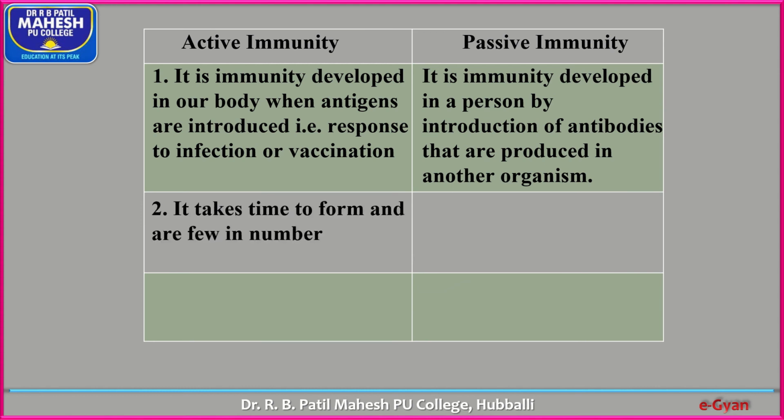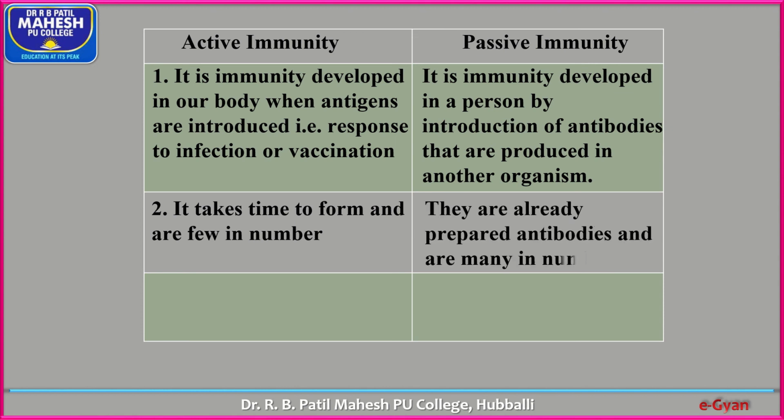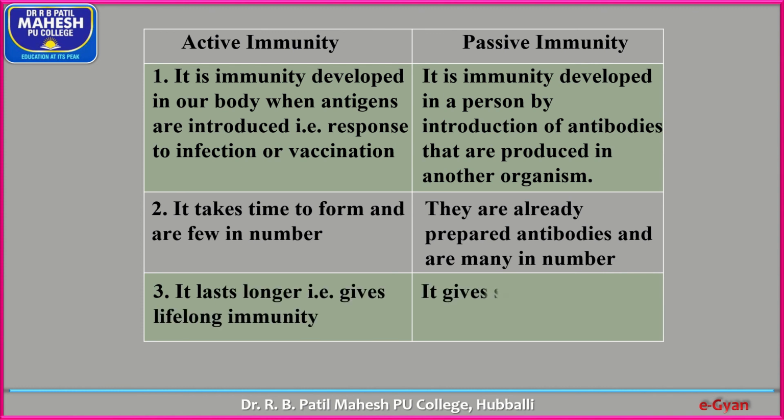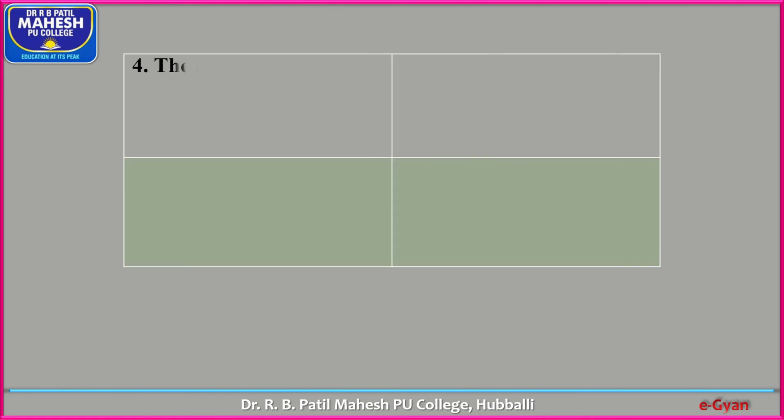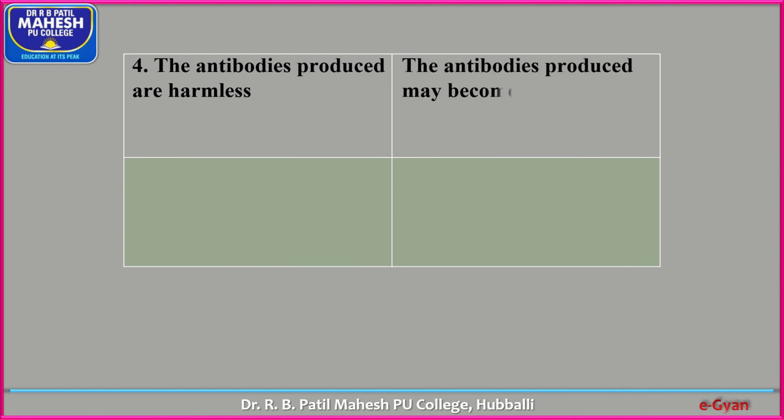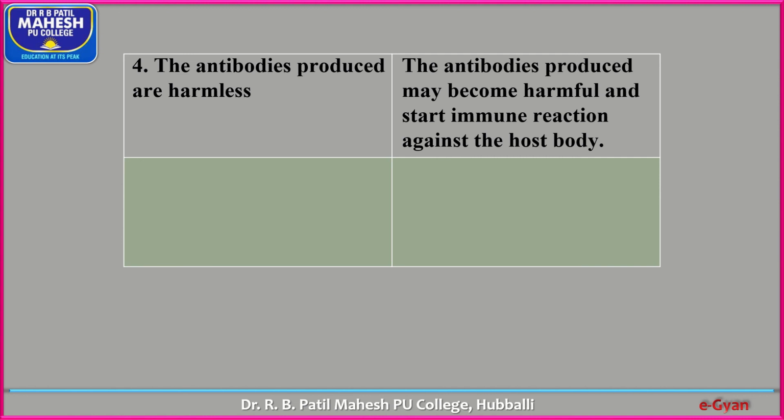Second difference: active immunity takes time to form and the antibodies are few in number. In passive immunity, they are already prepared antibodies and they are many in number. Active immunity lasts longer and gives lifelong immunity. Passive immunity is short-lived. Next, in active immunity the antibodies produced are harmless. In passive immunity, the antibodies can become harmful, may turn fatal, and start an immune reaction against the host body.